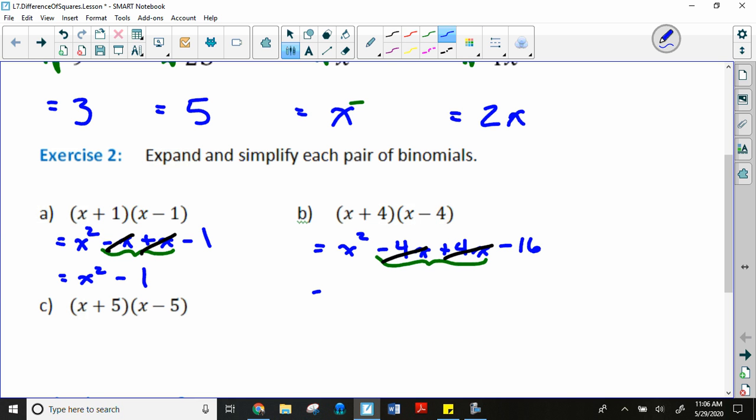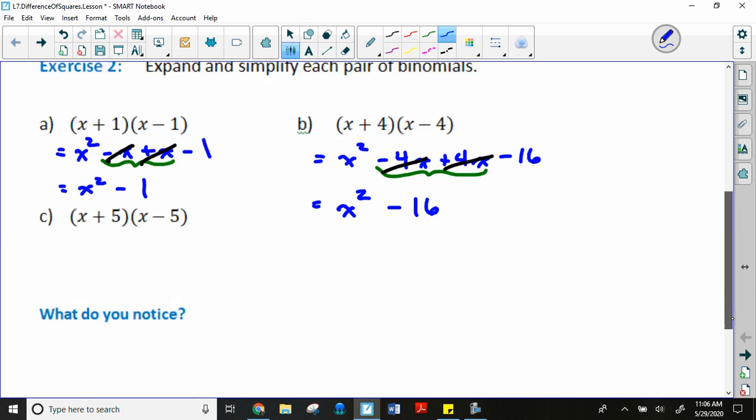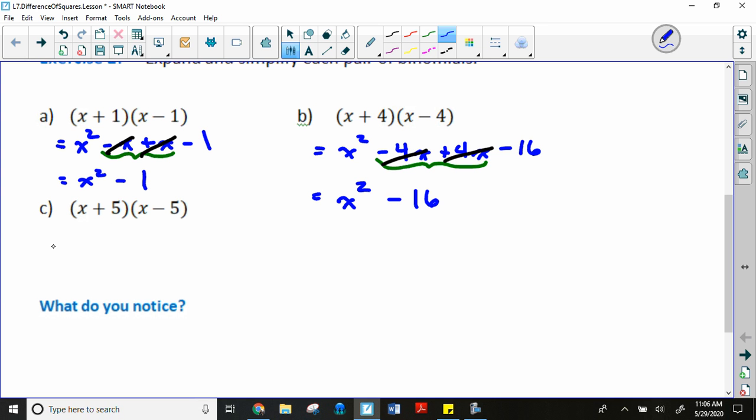So there is a trend that we need to notice. The x squared is always there, and the last two numbers, multiply them. So positive 4 times negative 4 gives you the negative 16. That's in the answer. The two middle pieces cancel out. That's a really important pattern to recognize.